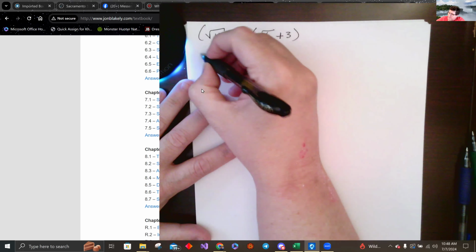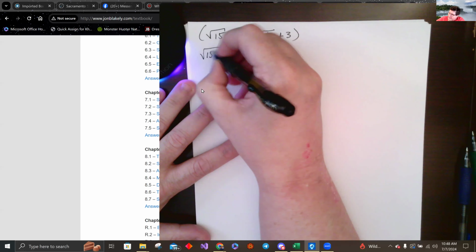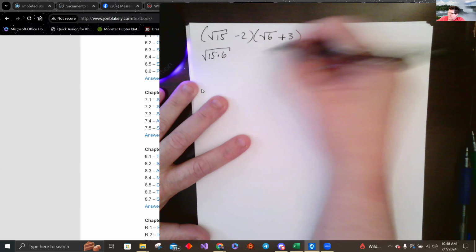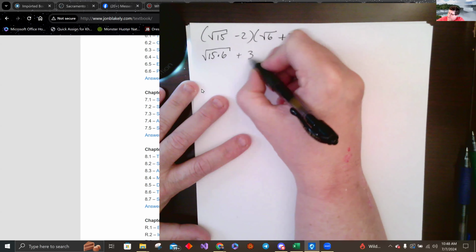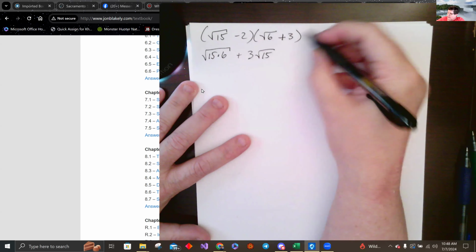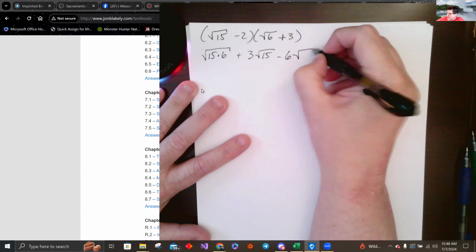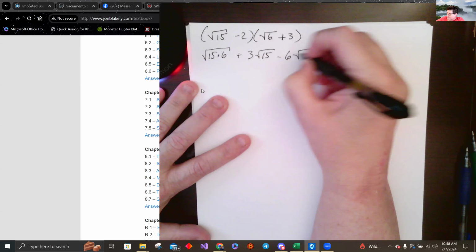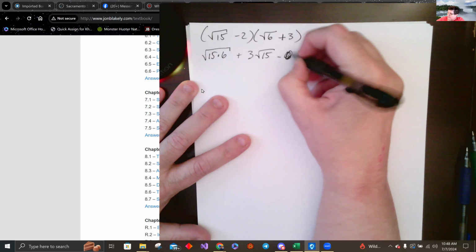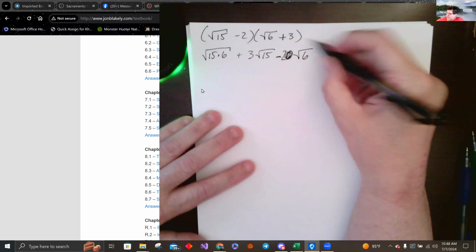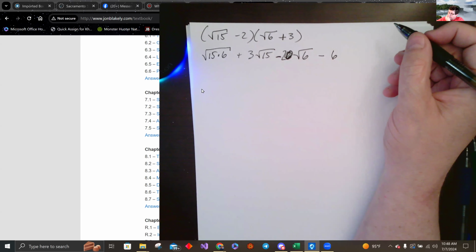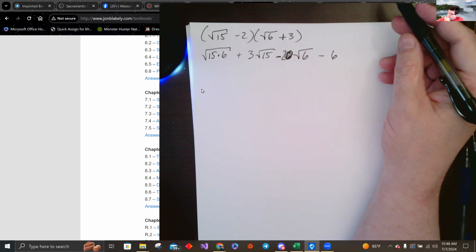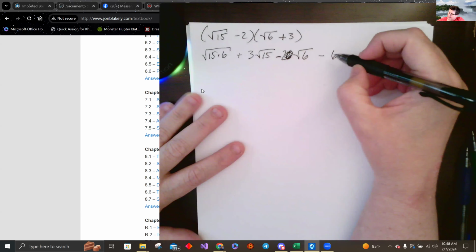All right, we distribute. We've got square root of 15 times 6. That's our first. Then we do outside is 3 times the square root of 15. Then we do inside, which is 2 times square root of 6 minus. And then we do last. 2 times 3 is 6. Those last 3 we can't do anything about.